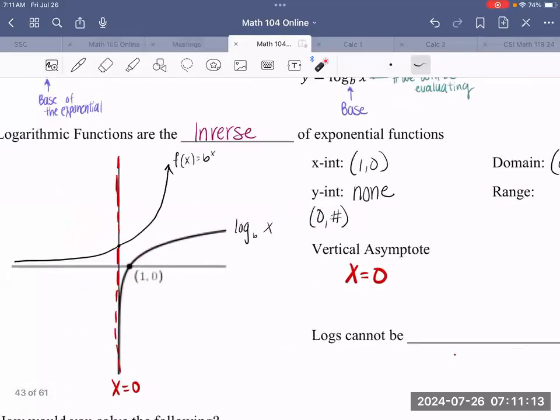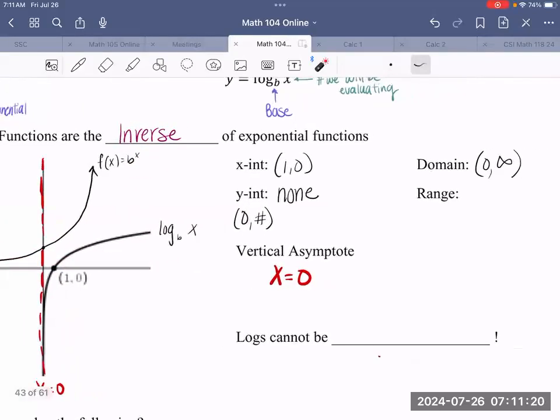Our domain last time was all real numbers. There's no restriction for your x, it just continues. Whereas your range for your logarithmic function, we're starting down low towards negative infinity, and then we're going to continue upwards to positive infinity. So this one would be all real numbers. You'll notice that on those x and y intercepts, domain, and range, we've actually reversed all of those values.